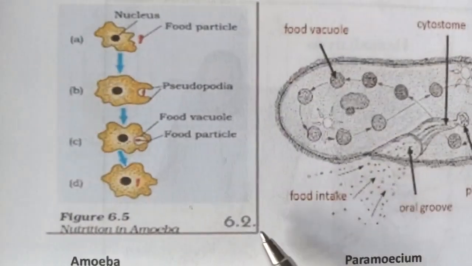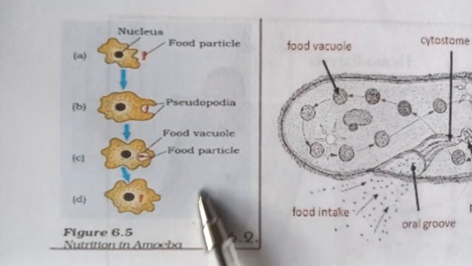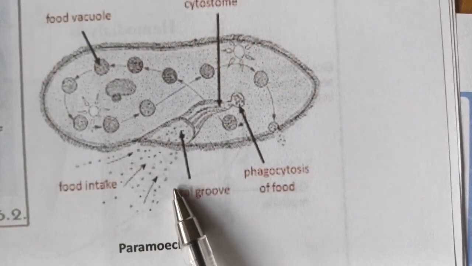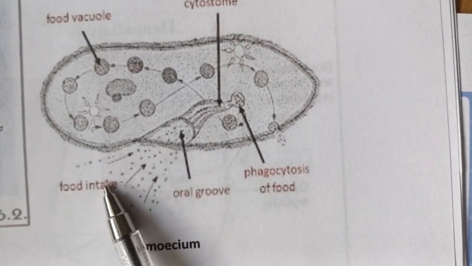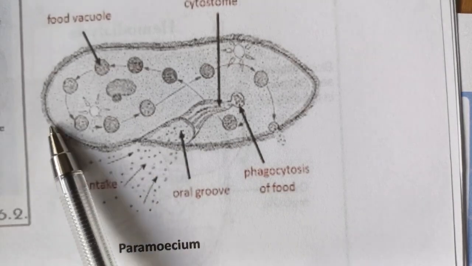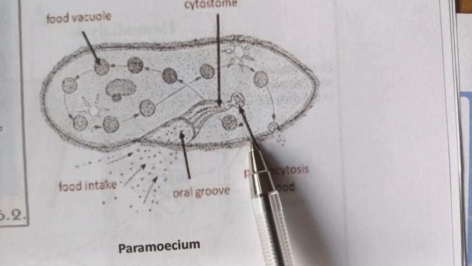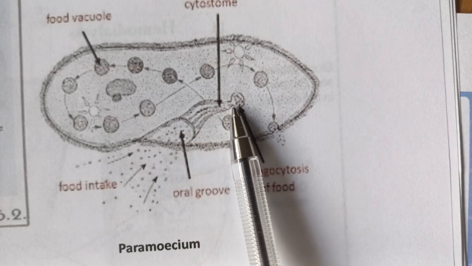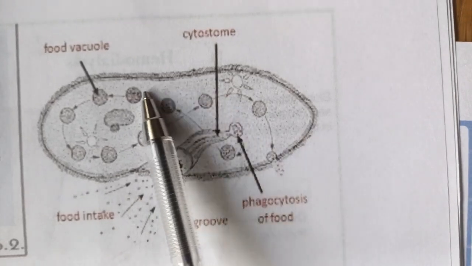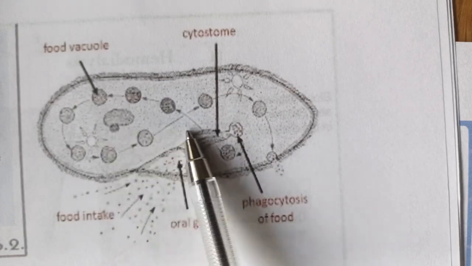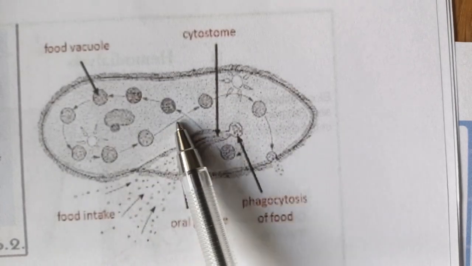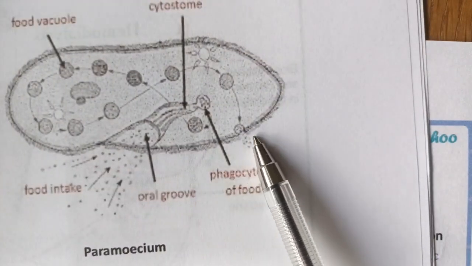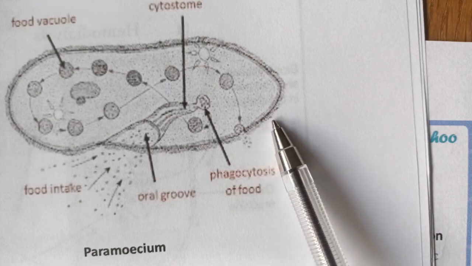Okay, and the same is the process in Paramecium, but Paramecium differs from amoeba. Amoeba can take food from any surface point. Paramecium has a single oral groove on its surface, and the food particle is pushed by the cilia on the surface of the Paramecium towards the oral groove. Then the food enters through the oral groove and goes into the cytoplasm. It gives rise to food vacuoles. They are digested, and the remaining undigested food is excreted from the cell surface.